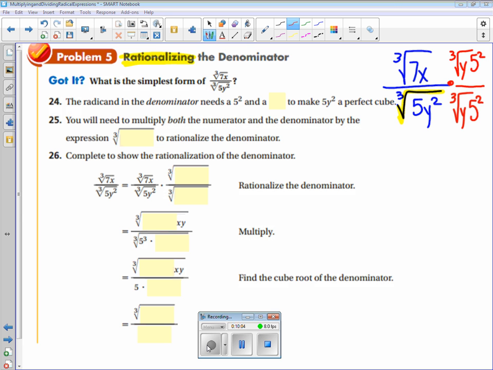Now, when I multiply these fractions, what's in the bottom? The radical is gone because I have 3 5s and 3 y's, right? I can bring one of each of those out, and I'm left with just a 5y in the denominator. Make sure you understand that. How many 5s do I have?